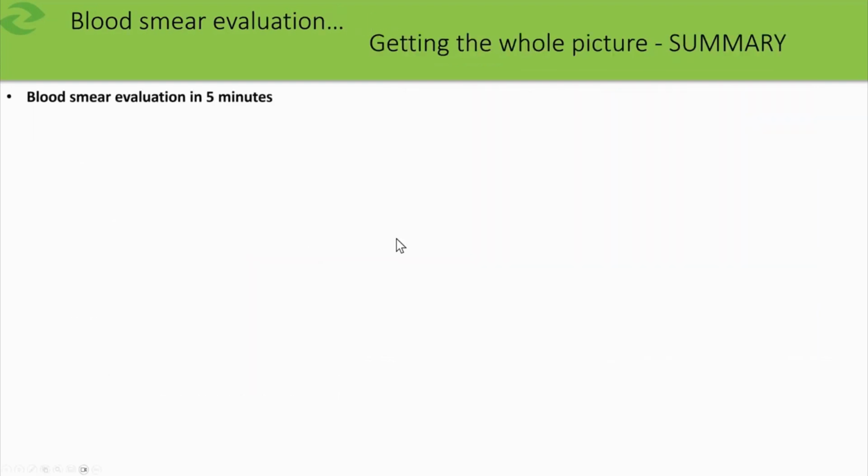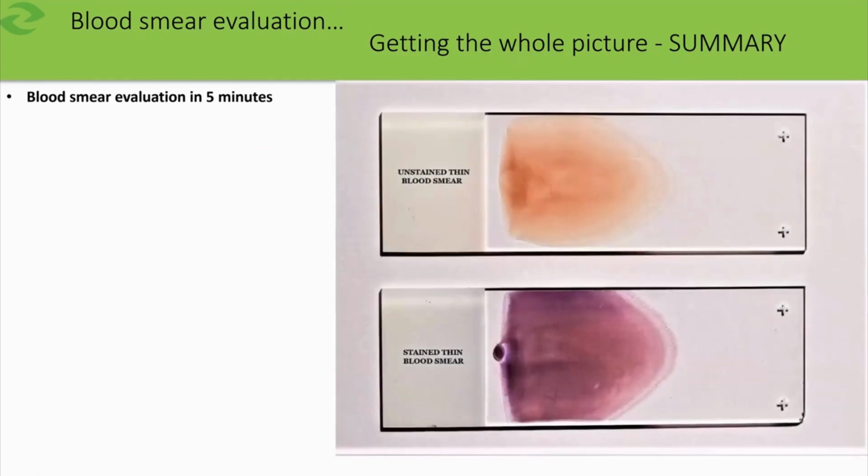So this is really the crux of what I want to get across today, and that's what we talked about before: blood smear evaluation in 5 minutes. It won't take me 5 minutes to discuss this, but you can do a blood smear evaluation in 5 minutes and make your clinical decisions. Again, it requires a well-prepared blood smear with that feathered edge and the monolayer, which is going to be in this area here. I'll just draw it on there for you.